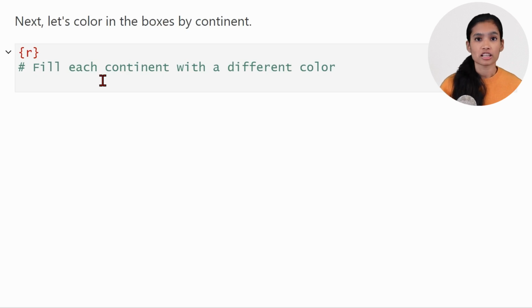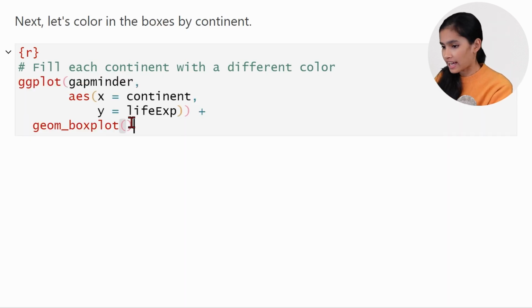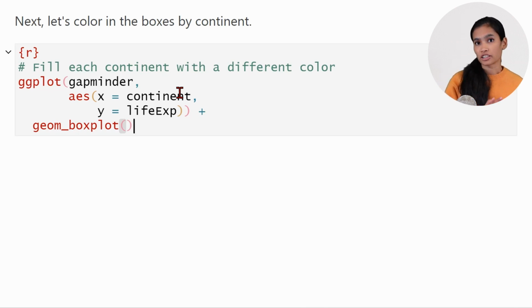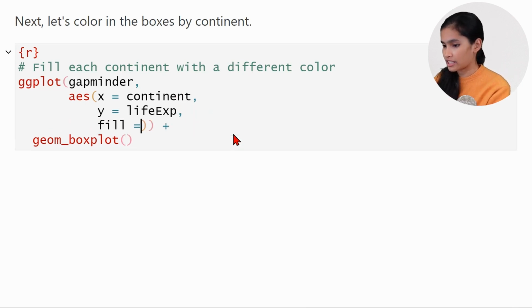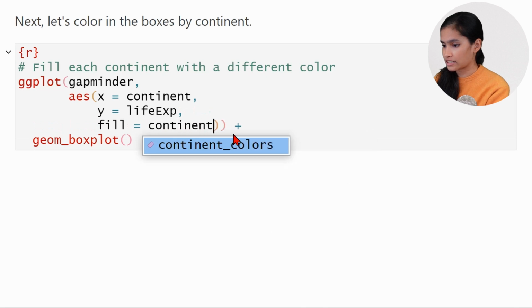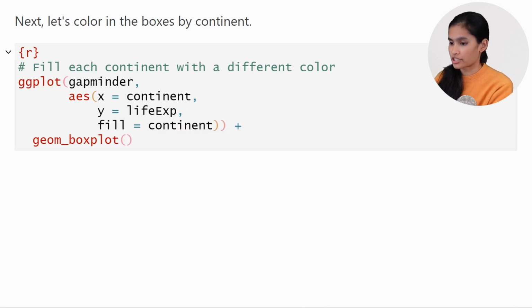Next, we'll change the color of the boxes. I'm going to go ahead and start with the same code that we had before. Here we want to fill each box with a different color corresponding to the continent. Since we want the color to match the values of a variable, this is a mapped aesthetic and not a fixed aesthetic. Think back to when we learned about these. Mapped aesthetics go in the aes function, whereas fixed aesthetics go straight into the geom function. Here I'm going to add fill equals continent so that the fill colors correspond to the continent variable.